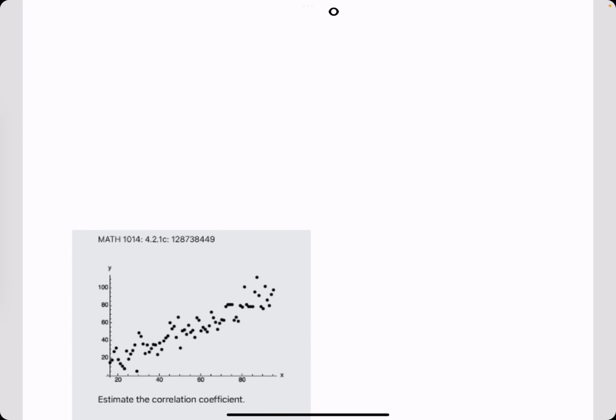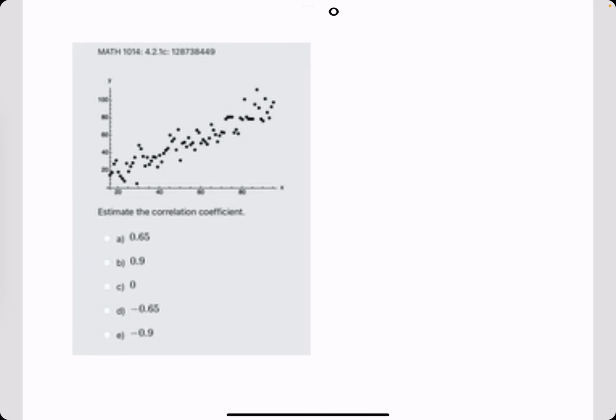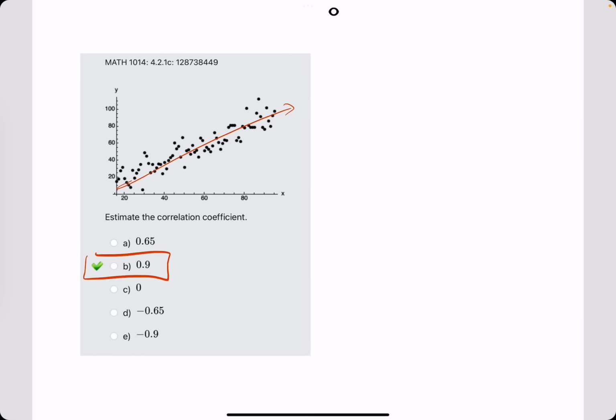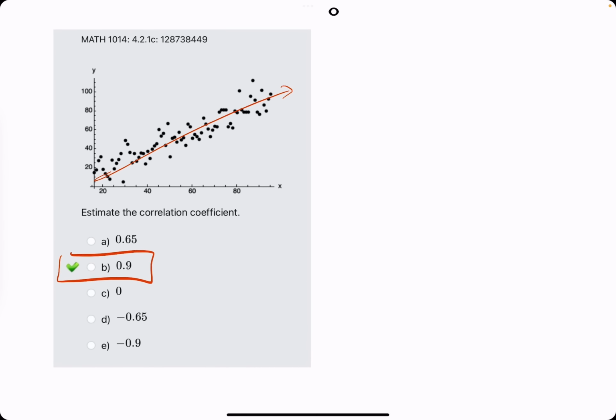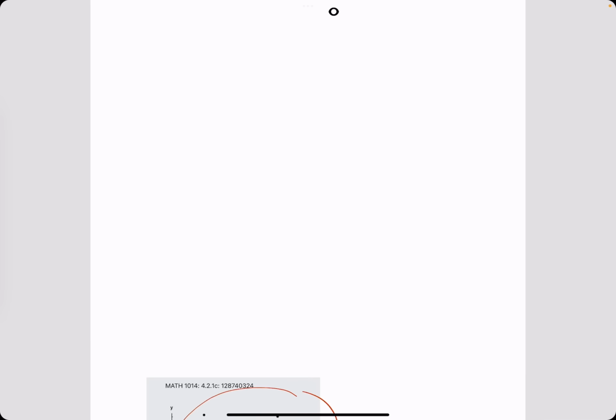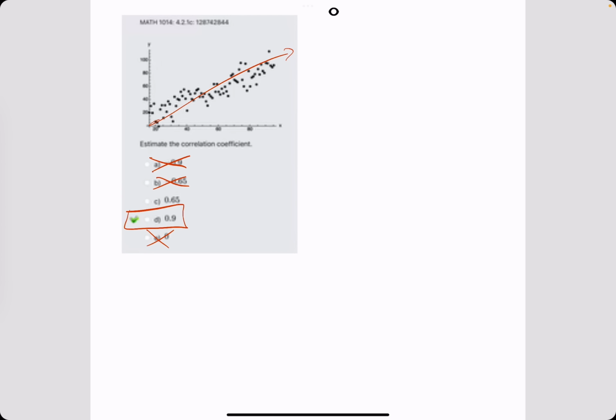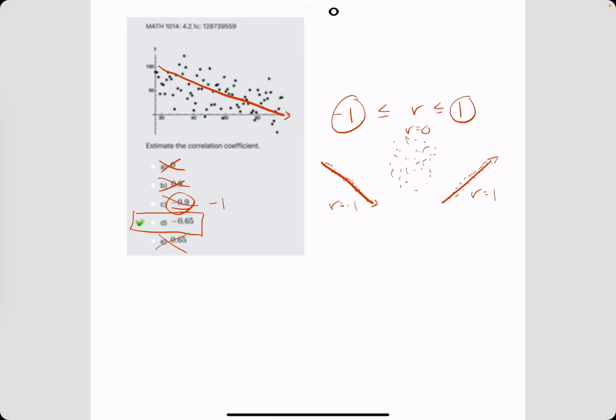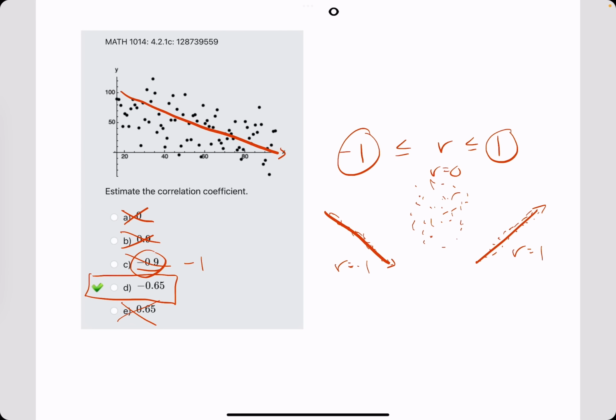All right, let's do one more. Another positive slope, pretty tight-knit points, so I'm going to go 0.9 once again. Hope that makes sense. These are, again, pretty much all the types you'll see for this problem. Here's a glimpse at all 5 of them. If you have any questions on these, please let me know.